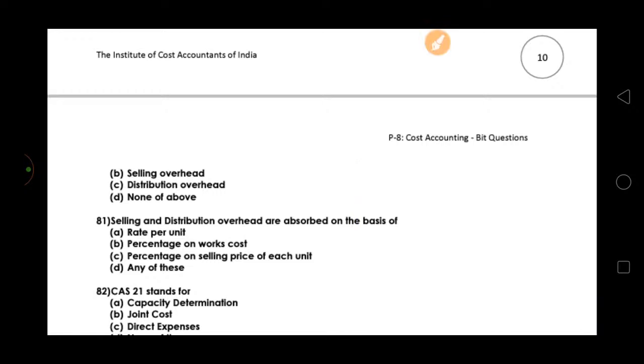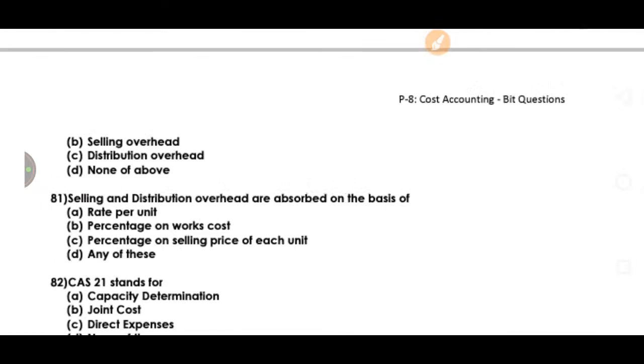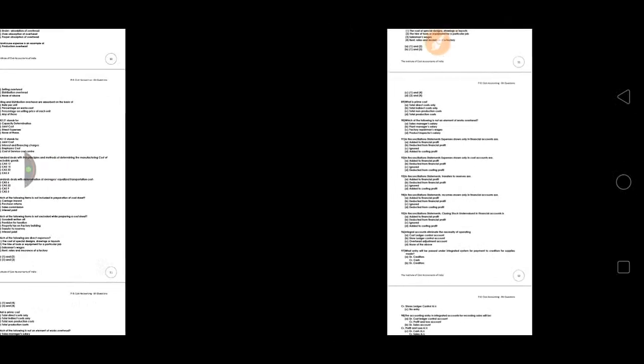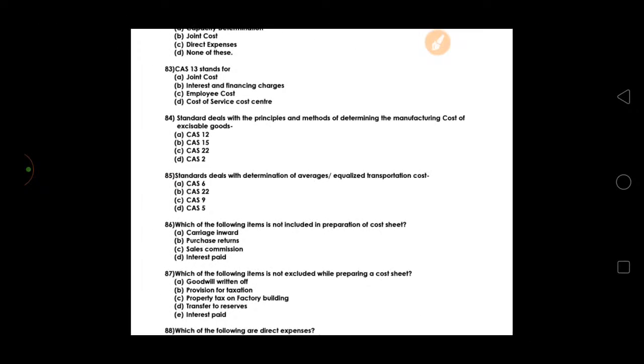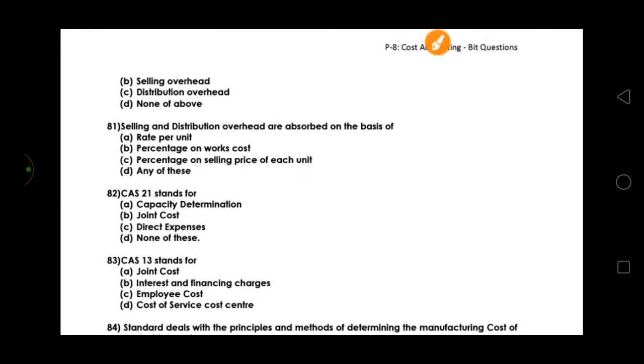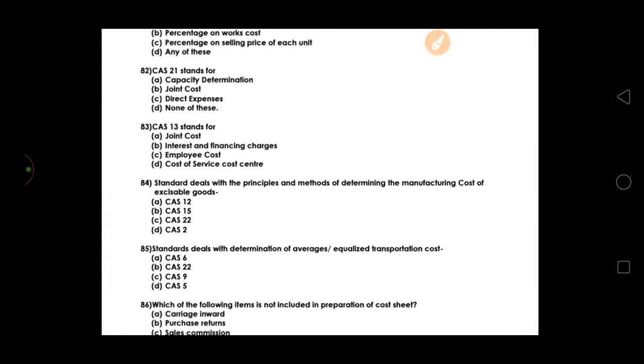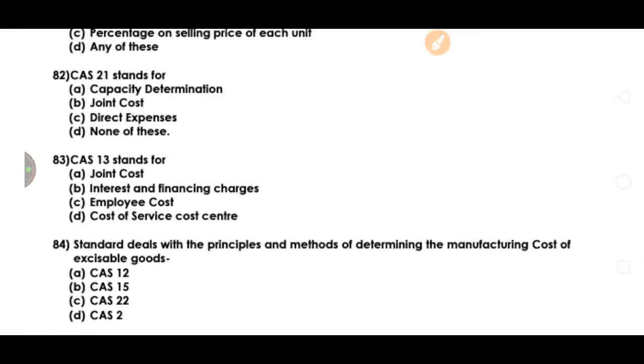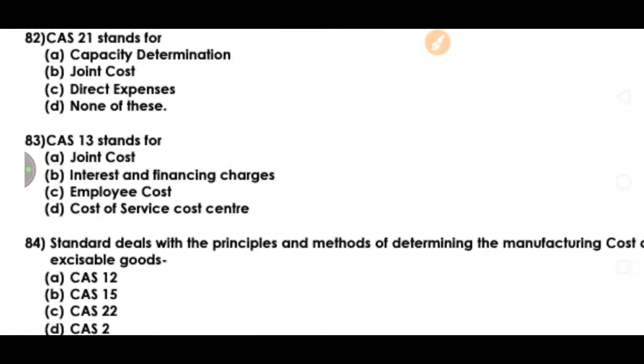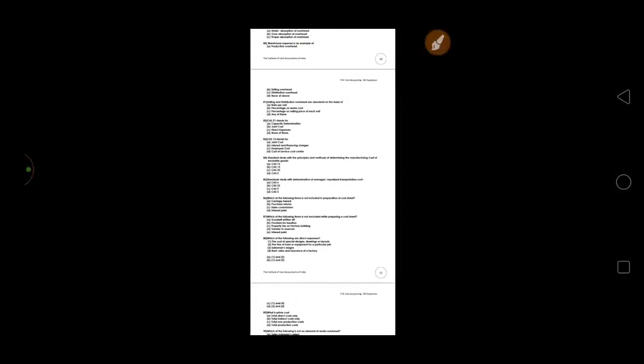Selling and distribution overheads are absorbed as a percentage of selling price for each unit. For this, cost accounting standard 21 is none of this. Cost accounting standard 21 is about quality control, which is not mentioned here, so the answer is none of this. Cost accounting standard 13 is very important. Cost accounting standard 13 is for cost of service.